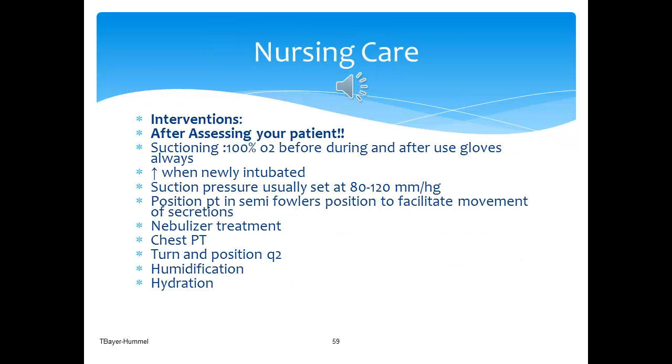Some important interventions for the mechanically ventilated patient include suctioning, nebulizer treatments, chest PT, turning and positioning Q2 hours, humidification, and hydration. During the suctioning procedure, you must always utilize 100% O2 before, during, and after. Suctioning will be increased when the patient is newly intubated. The pressure should be between 80 and 120 millimeters of mercury. But in some institutions, the suctioning apparatus is old, and you might have to increase the suctioning pressure in order to complete the procedure.